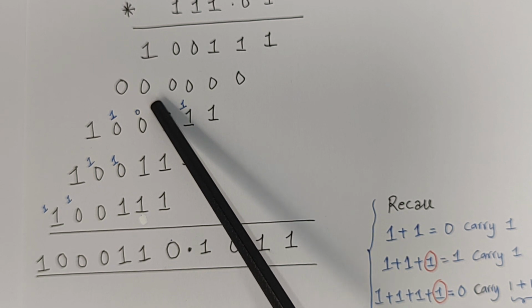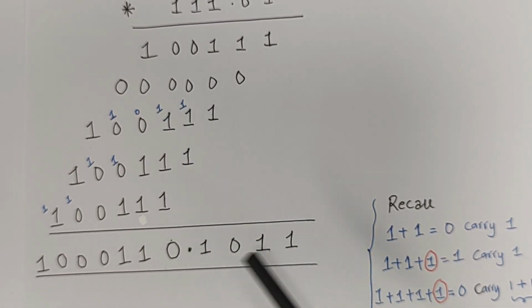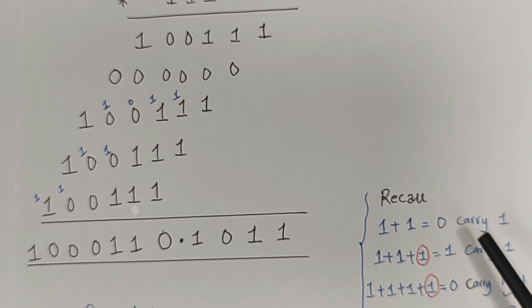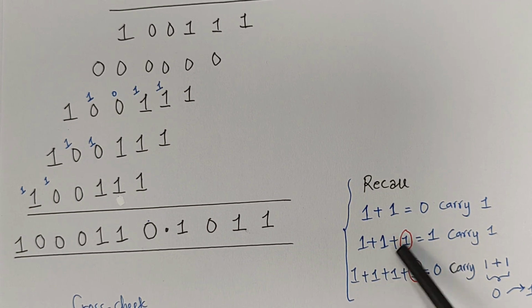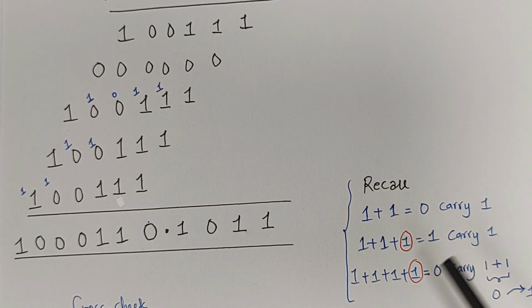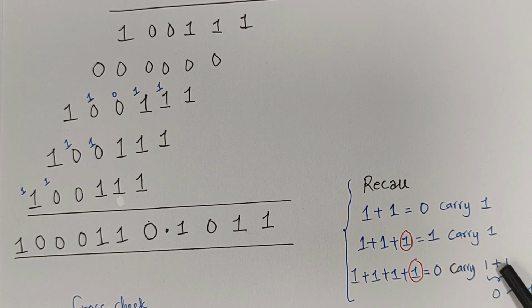So in this case, we have 1 plus 1 plus 1 plus 1. That is 4 ones addition. So let me take you to this rule. It states that 1 plus 1 will be 0, carry 1. 1 plus 1 plus 1 will be 1, carry 1. 1 plus 1 plus 1 plus 1 will be 0, carry 1 plus 1.